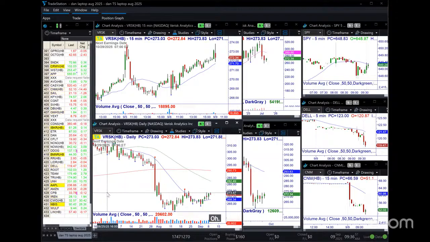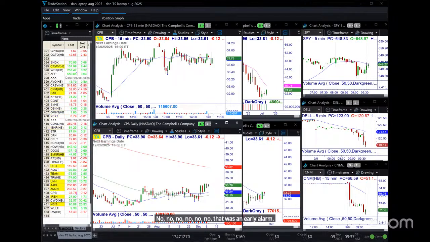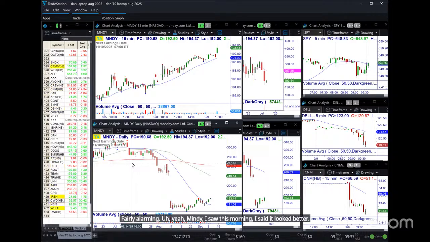Oh, Campbell's soup alarm. Whoop. No, never mind. That was an early alarm. Yeah, Mindy, I saw this morning. I said it looked better. Now it's up 4 bars at resistance. And I checked put spread and there was nothing.